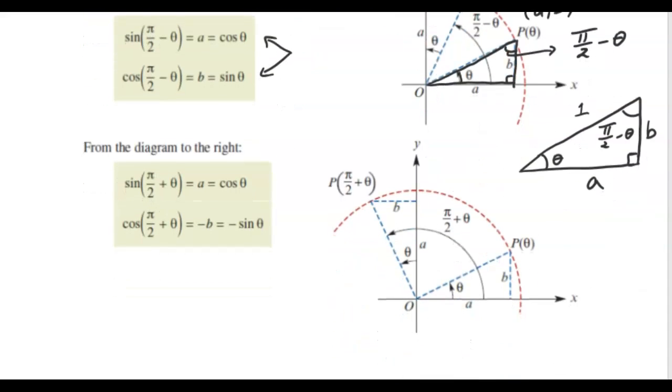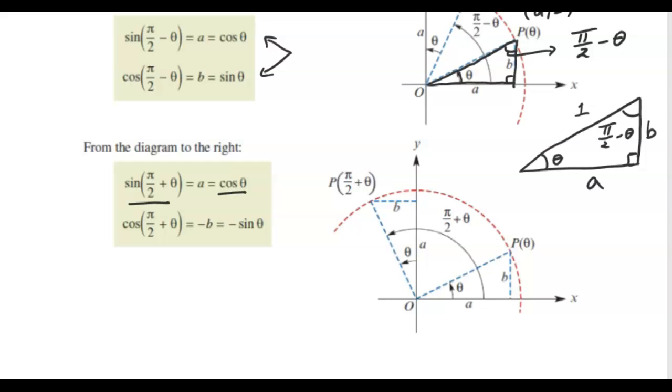Pi on 2 plus theta. Pi on 2 plus theta is an angle in the second quadrant, and the only ratio that is positive in the second quadrant is the sine ratio. So the answer for this is going to be positive. It's going to follow the same pattern. Sine of that angle is going to be equal to cos, so it's going to be equal to a positive cos theta.